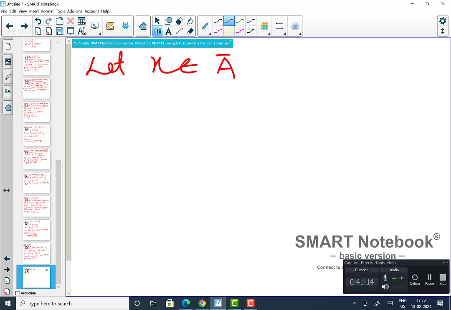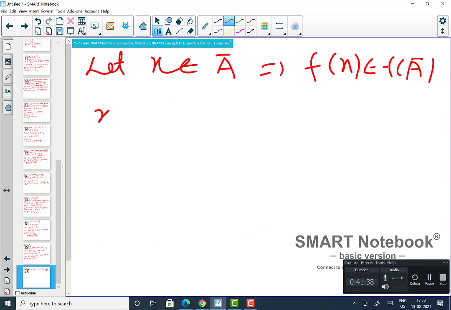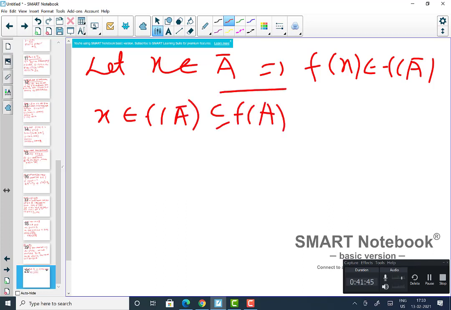Okay, now if x belongs to A closure, then that means that f of x belongs to f of A closure, right? But from our previous 2 implies 3, what is 2 telling? 2 is telling that whatever A is, f of A closure will always be a subset of f of A whole closure. So what does that mean? That means your f of x is an element of f of A closure, but f of A closure is a subset of f of A whole closure, right?